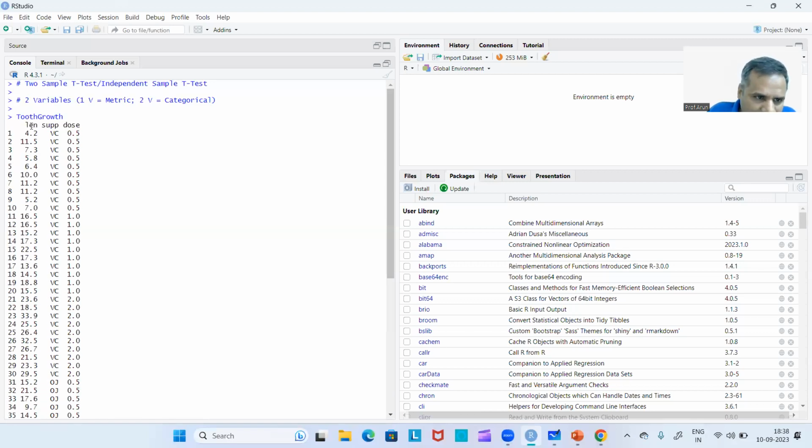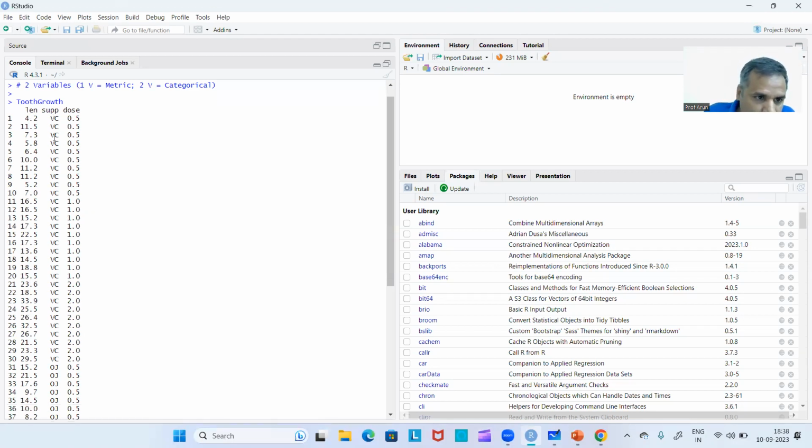अब आप देखोगे, ये जो लेंथ का डेटा है, लेंथ मतलब गिनी पिग के दांत का लेंथ मापा गया है आफ्टर गिविंग डोज. अलग अलग पिग्स को अलग अलग डोसेस दिए गए, अलग अलग सप्लीमेंट्स दिए गए, एंड देन वो सप्लीमेंट और वो डोज का गिनी पिग्स के टूथ के लेंथ पे क्या असर है वो चेक करना है. अभी यहाँ पे देखना, लेंथ तो आपका पूरा मेट्रिक डेटा है.